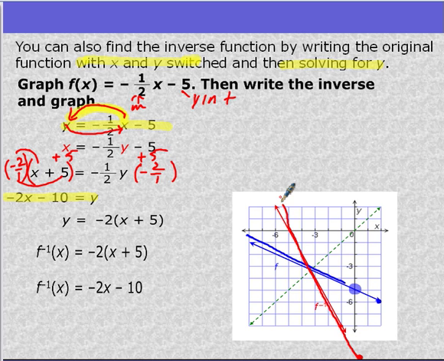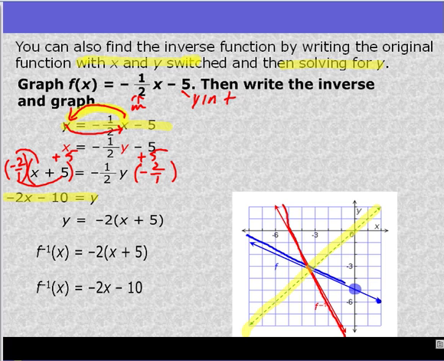which, if you look real hard, you can see they're reflections of each other, but it's much harder to see it. So it's a much better way to graph an inverse to find the equation of the inverse and then graph. All right, so I think the next one is for you to do. Make sure you can figure out how to write the inverse and how to graph both.